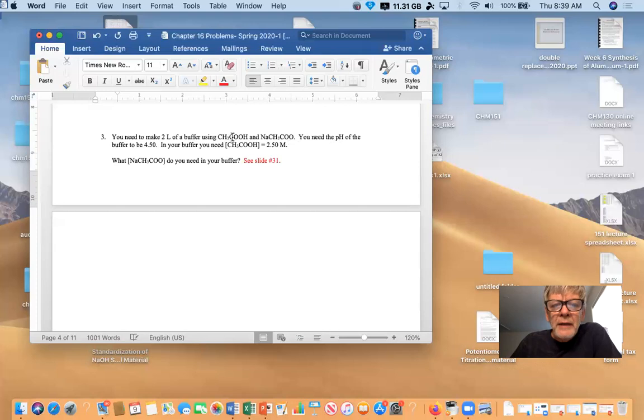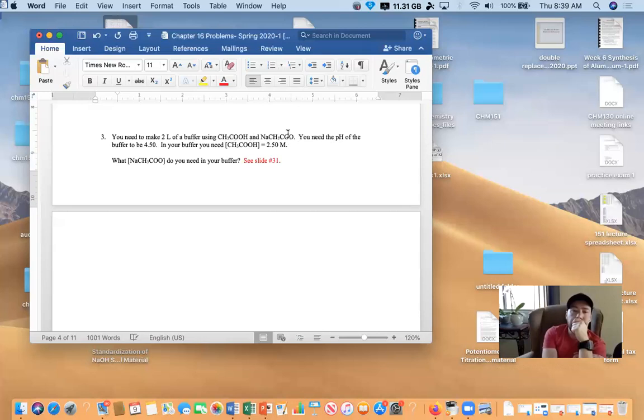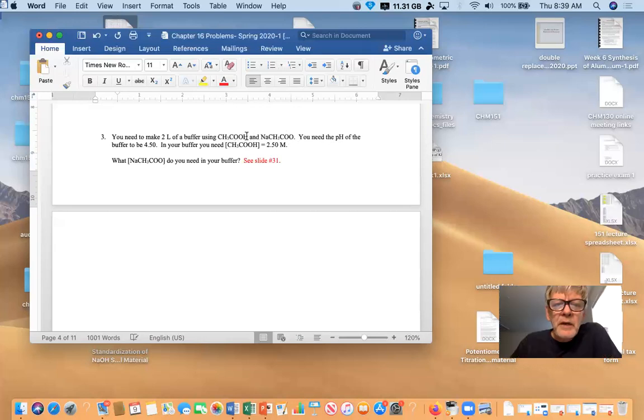That's not a strong acid. That's not a strong base. That's not a strong acid. That's not a strong base. And then we count protons. This has 4 protons. This has 3 protons. So that makes this weak acid. And that makes this weak base. Okay. And it's a buffer.